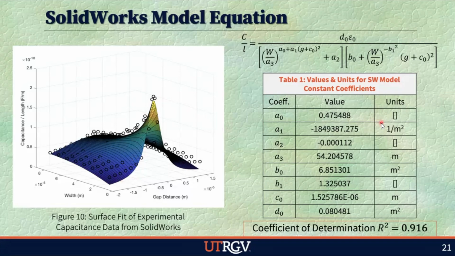Using MATLAB's fit nonlinear model function, the best fit constant coefficients were calculated and are shown here. The expression with these coefficients resulted in a coefficient of determination of nearly 0.92. This R-squared value ranges from 0 to 1 and determines how close the proposed expression is to the actual data points. The closer the R-squared value is to 1, the better the match.